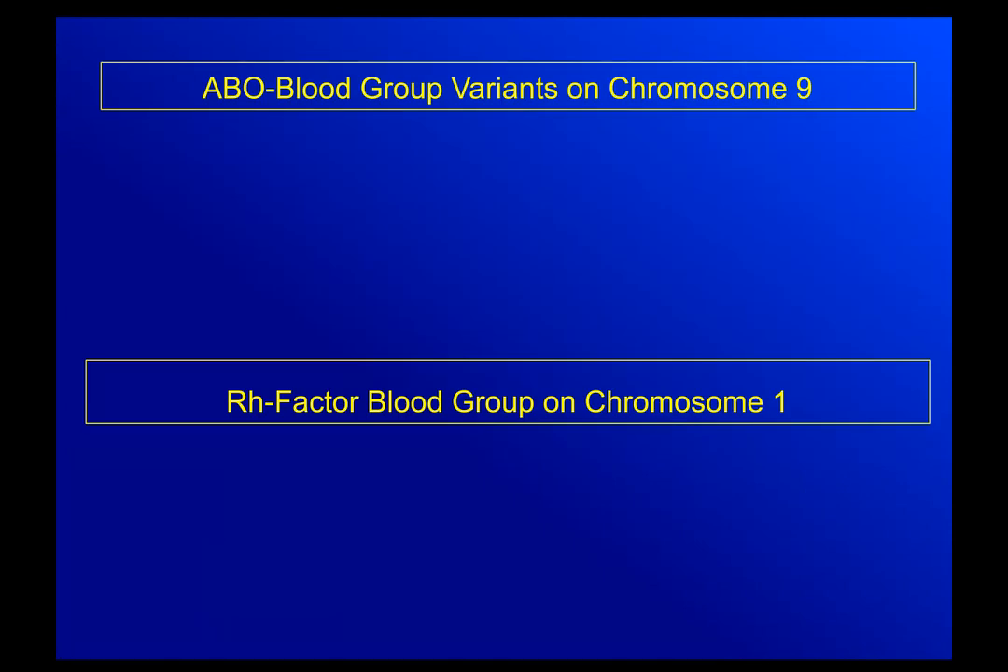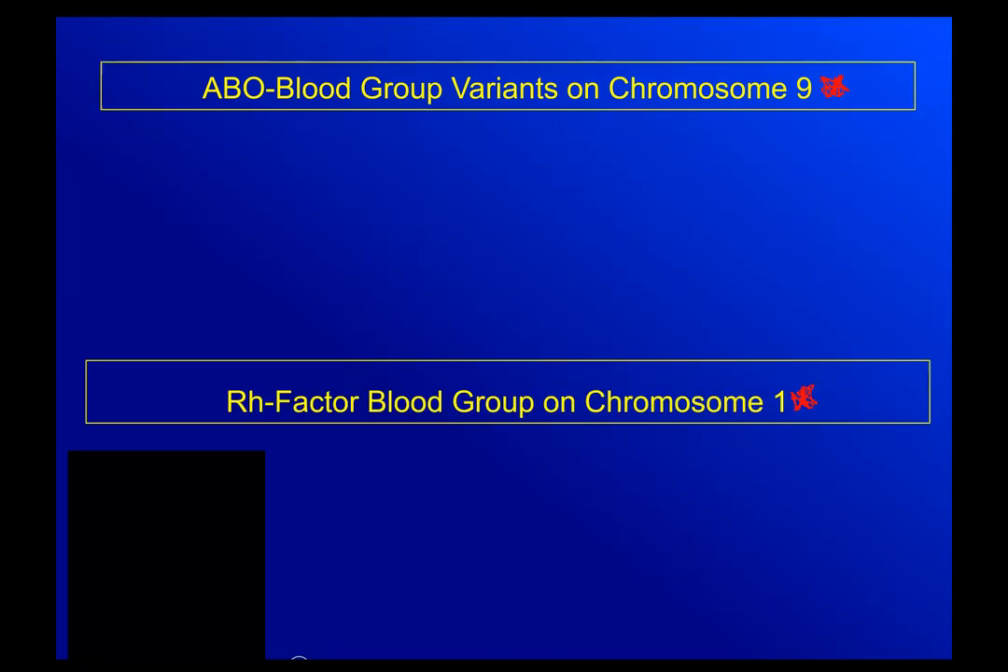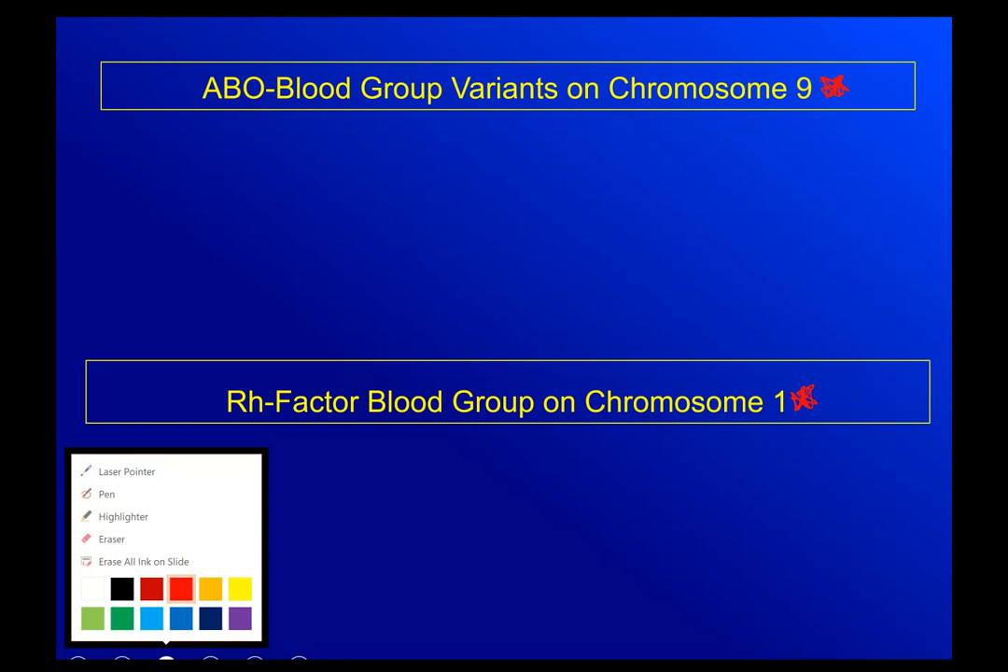Now, we have two blood groups. We've got the ABO blood group and we've got the Rh factor. The reason that I make the distinction is because the coding for the ABO is on chromosome 9 and the coding for the Rh factor is on chromosome 1.